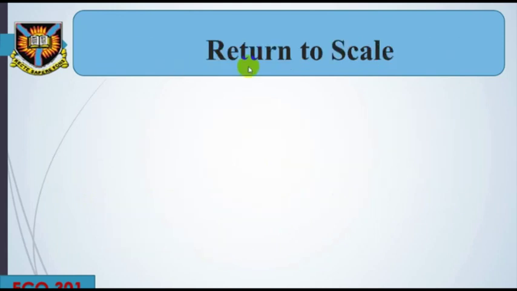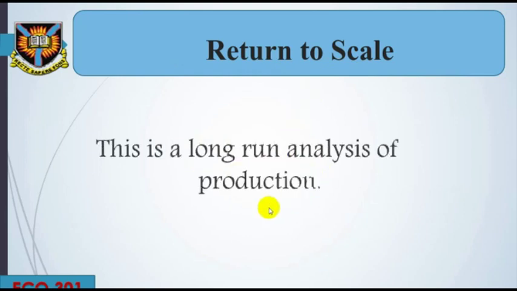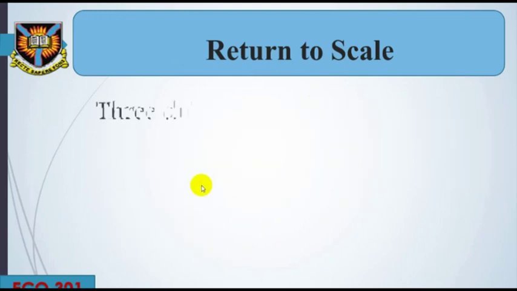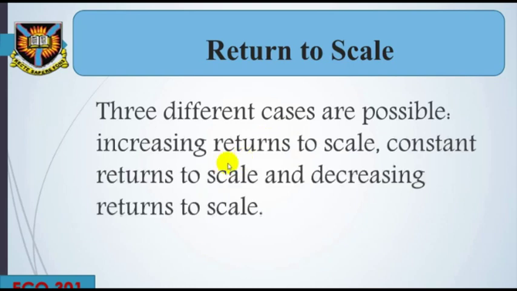Returns to scale. This is a long-run analysis of production. In the long run, all factor inputs are variable. In this long run, output may be increased by changing all factors by the same proportion or by different proportions. Three different cases are possible: increasing returns to scale, constant returns to scale, and decreasing returns to scale.